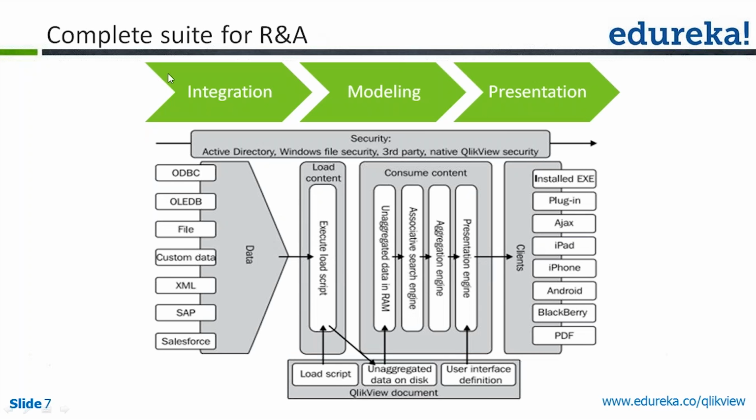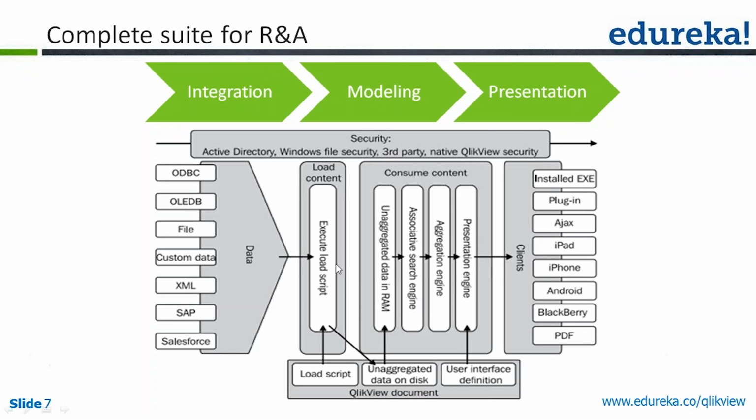So, the complete suite of R&A, reporting and analytics. What it means is that it has different kinds of layers. The first one is the data layer, where you can fetch the data from almost all of the different kinds of data sources available today. Even if it is not available, then you can write your own script, though obviously you need a professional for this who understands the scripting guidelines and everything about how to write those custom data modules, but you can get that data into QlikView.